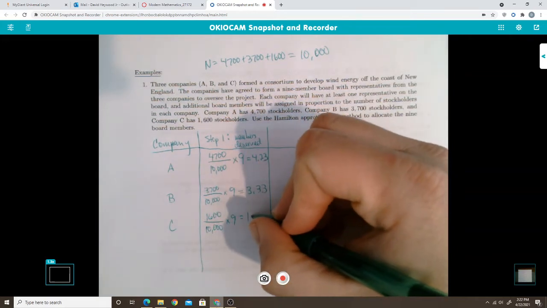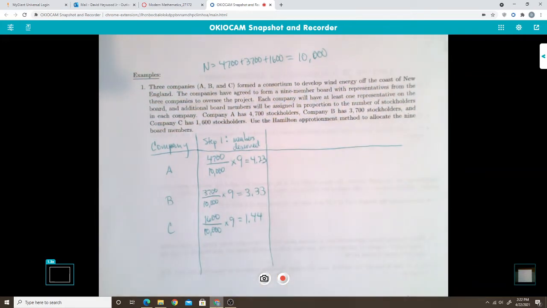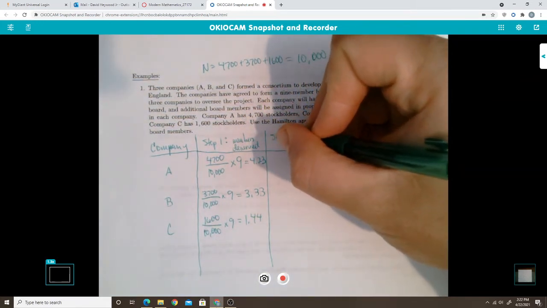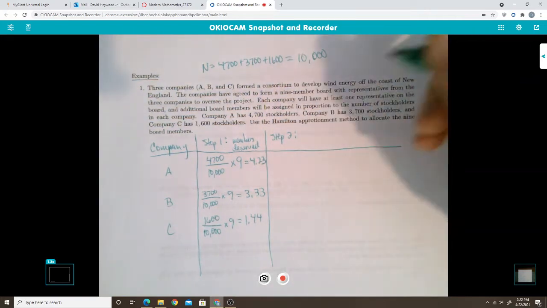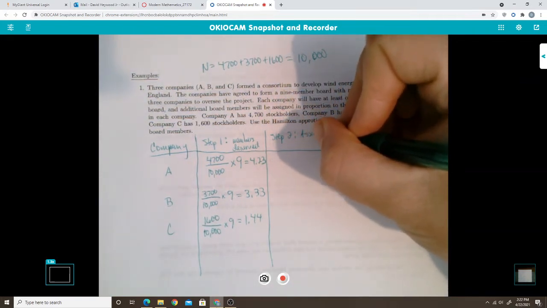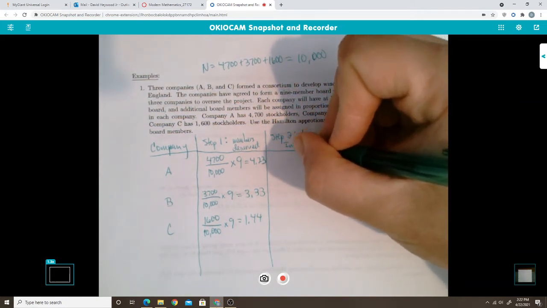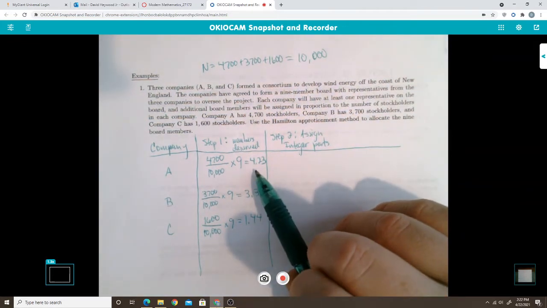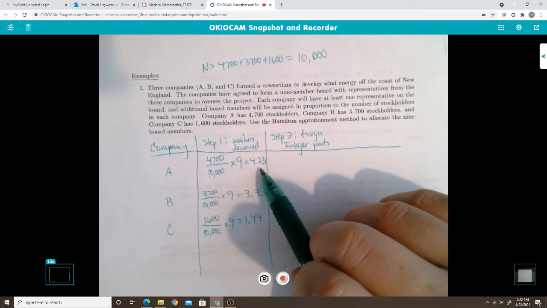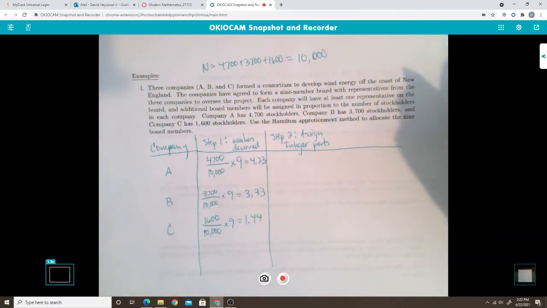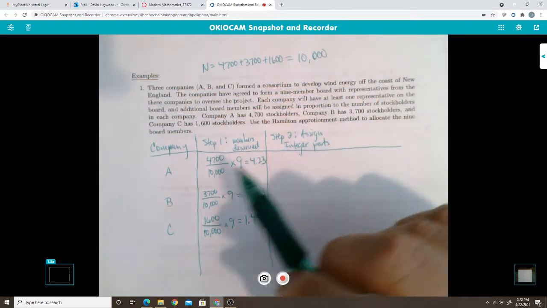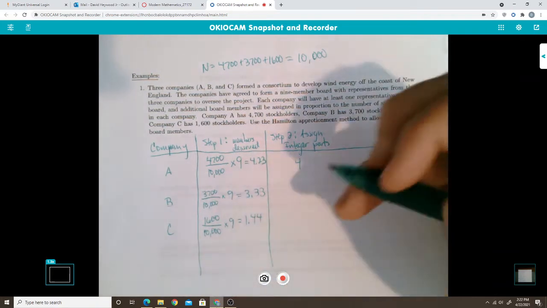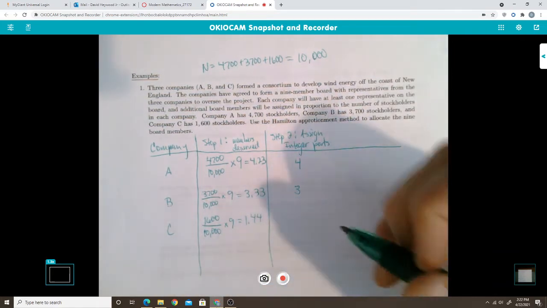That comes out to 1.44. Okay, so step 2, we're going to assign integer parts. Since it doesn't make sense to say, well, company A will have 4.23 representatives and company C will have 1.44 representatives, right? That doesn't make sense. So what we'll say instead is that company A is going to have 4 representatives, company B will have 3 representatives, and company C will have 1 representative.